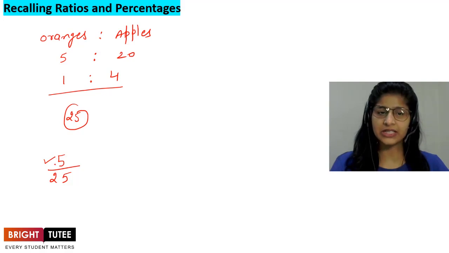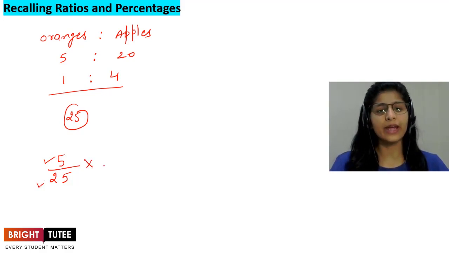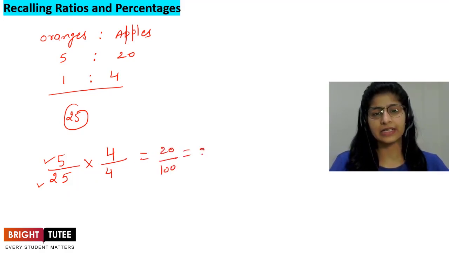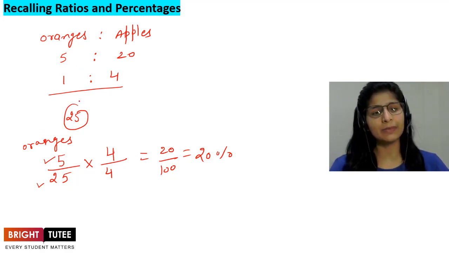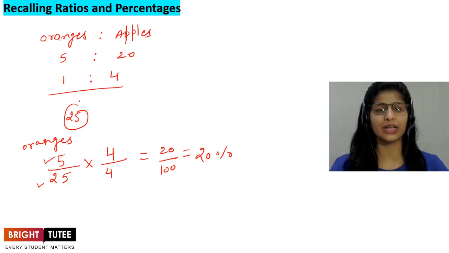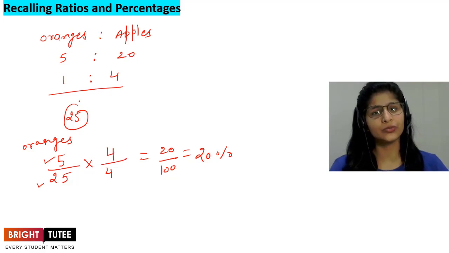So we have written the number of oranges to the total number of fruits. Now to make the denominator 100, we need to multiply 25 by 4. If we do that in the denominator, we have to do this in the numerator also. We get 20 upon 100, and that is 20%, right? And this is for oranges. So we say that there are 20% oranges out of 25 fruits. Out of the total fruits, 20% are oranges. If 20% of the fruits are oranges, the remaining 80% are apples. Clear?